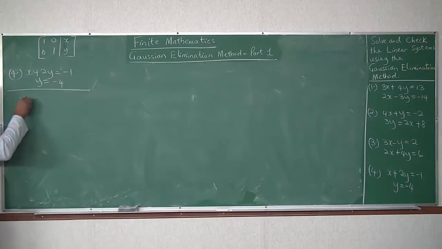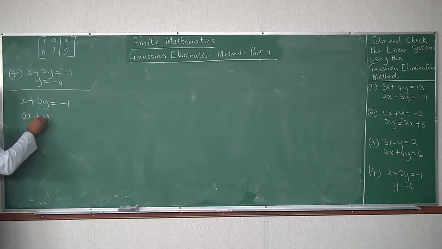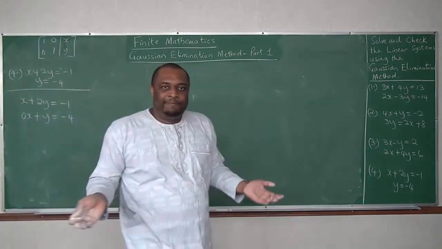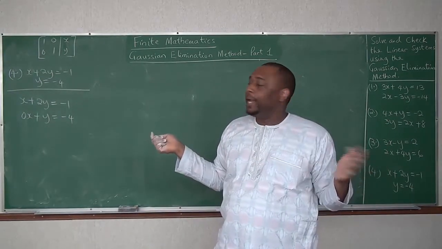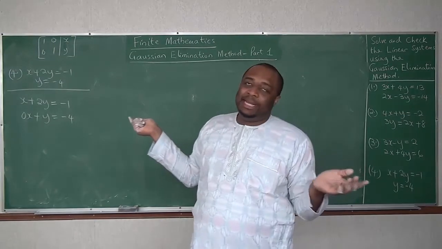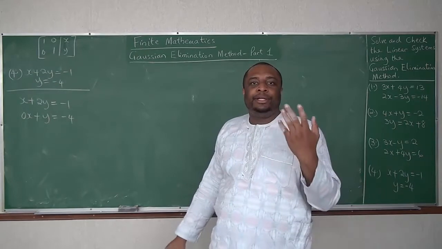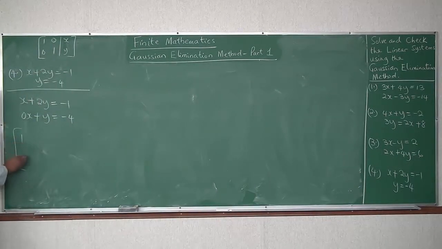So, we now have x plus 2y is negative 1, then 0x plus y equal to negative 4. Right now it is complete, and it is aligned also. Now can you simplify it? Equation 1: 1, 2, negative 1. You cannot simplify it. Equation 2: 0, 1, negative 4. You cannot simplify it. So you go ahead to write it as an augmented matrix. And we now have 1, 0, 2, 1, negative 1, negative 4.